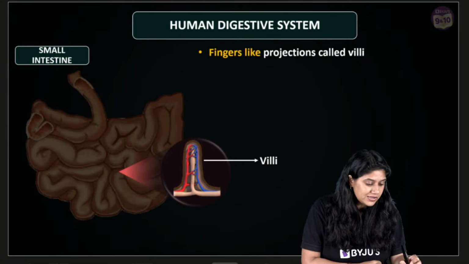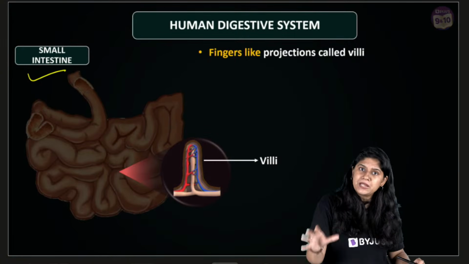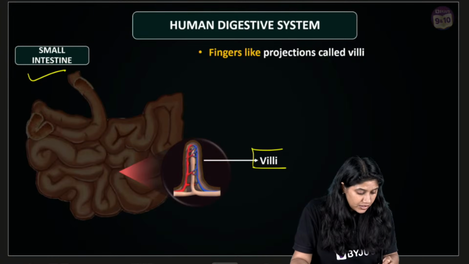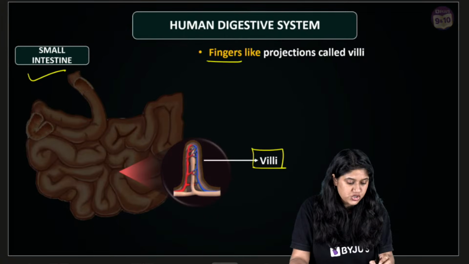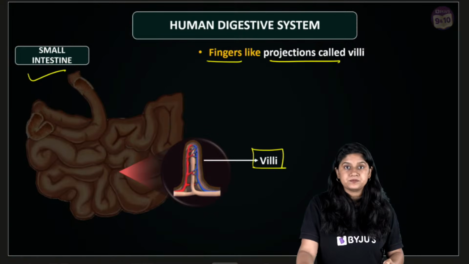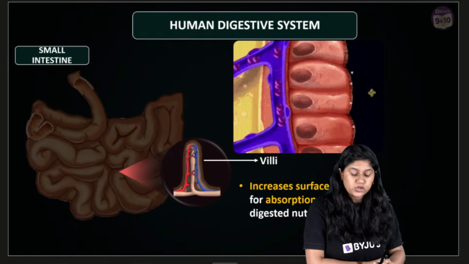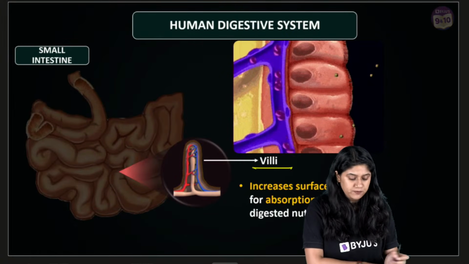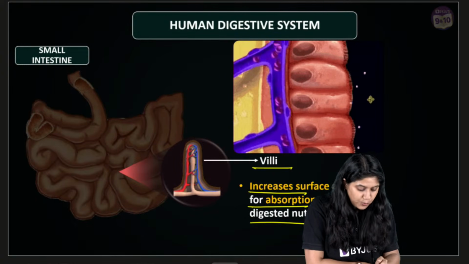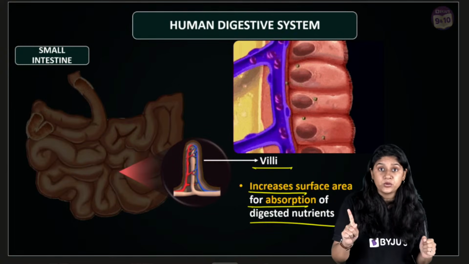In the small intestine, we will see the secretion of various other juices that help in the breakdown of the food, and further complete digestion happens. Apart from that, the small intestine has villi. These villi are small finger-like projections which help in increasing the surface area, and they play a very important role in absorption also. So villi are finger-like projections. They help in increasing the surface area and the absorption of the digested food nutrients. Absorption happens by villi only.